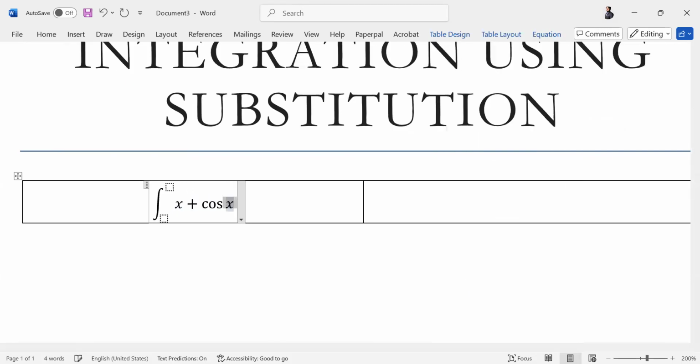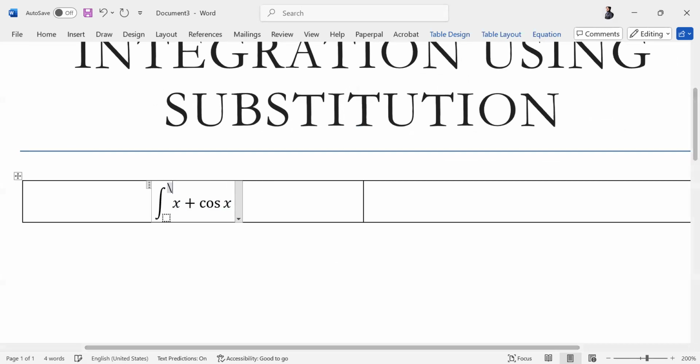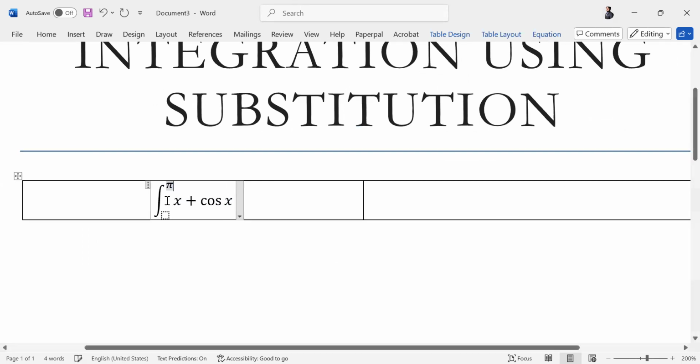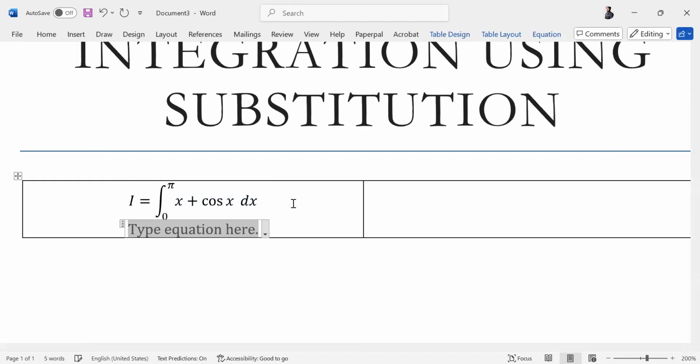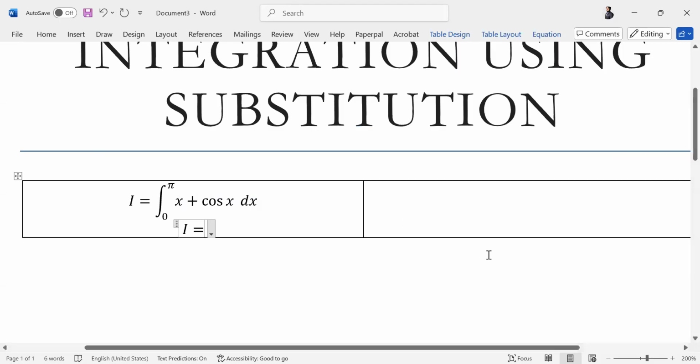Integrate x plus cos x, the upper limit is pi and the lower limit is 0, dx. And I'm calling this integral I. The entire answer I get is an integral. I'm not telling you the physical significance of this integral, but this is an integral I'm calling I. Acha, what will you do?